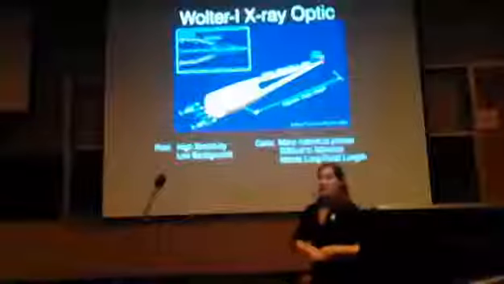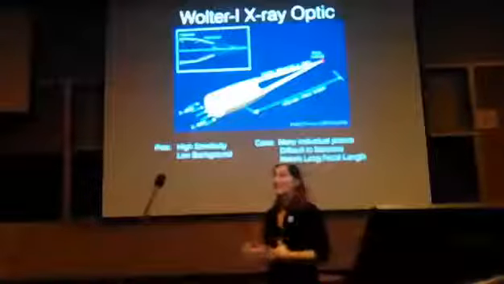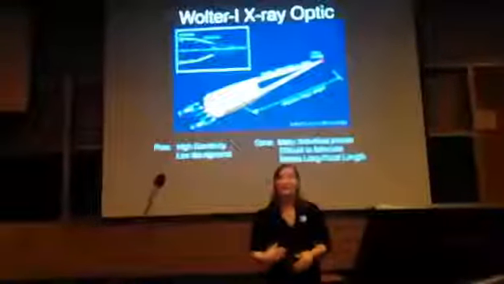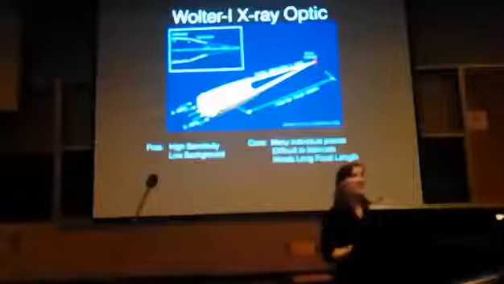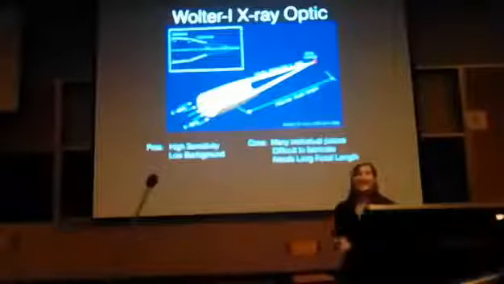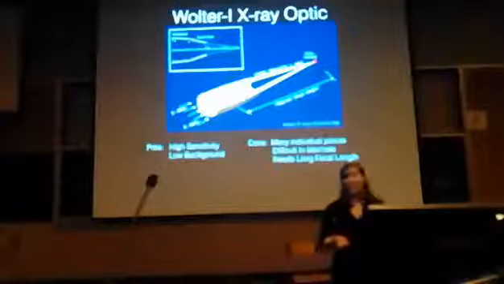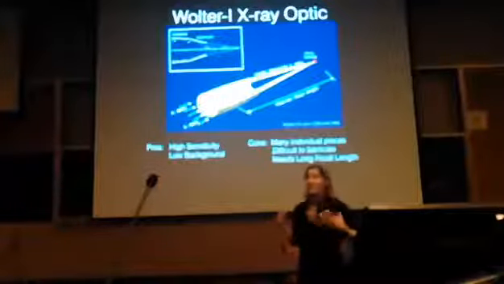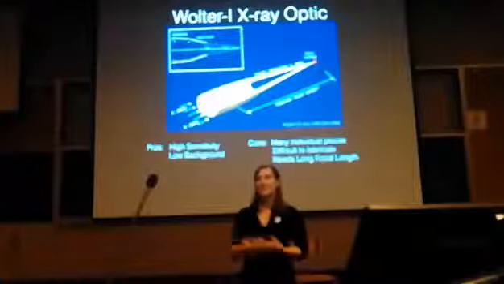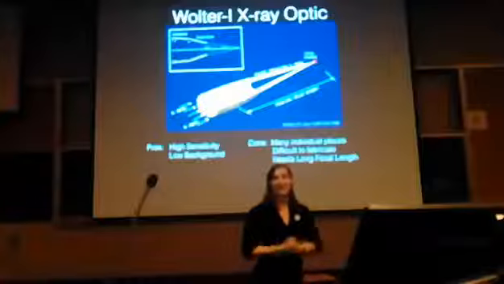So there are some really great things about a Wolter Type 1 optic. For example, it has high sensitivity and low background, and that's exactly what you want out of a really good camera. But there are sort of problems. It makes it very difficult to build.